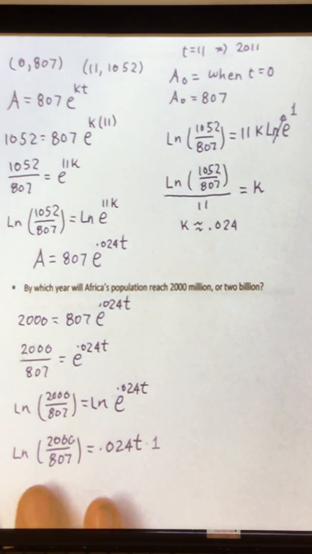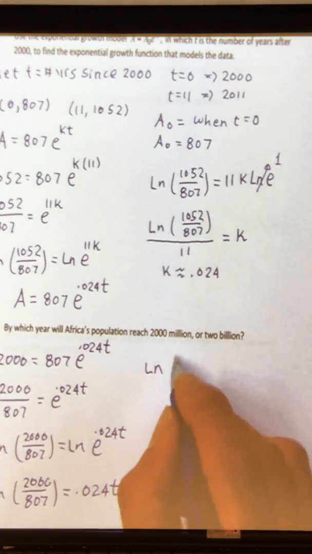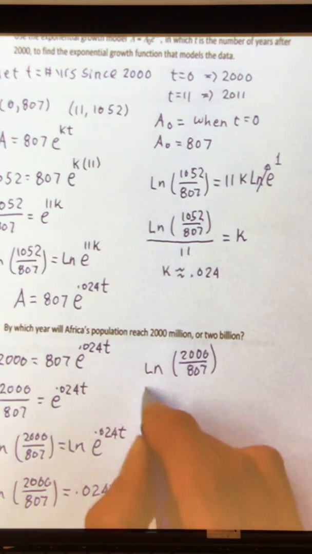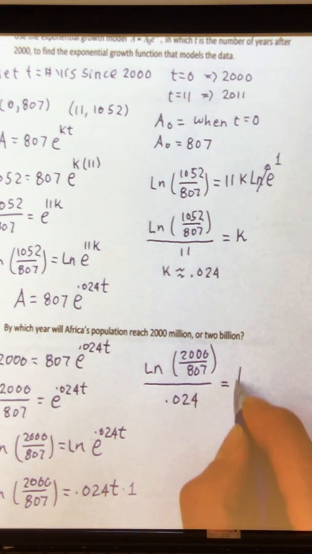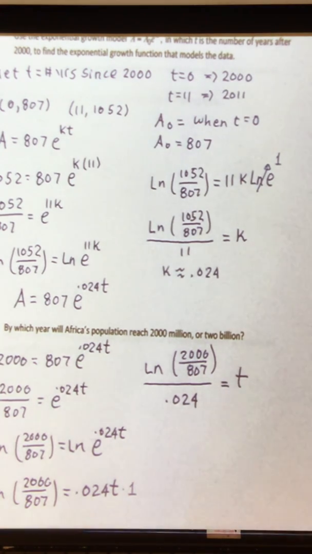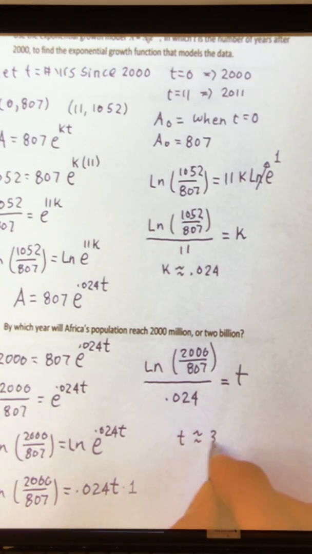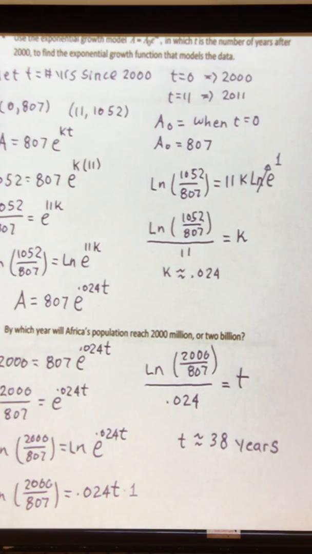So now just divide both sides by 0.024. So the natural log of 2,000 divided by 807, all divided by 0.024 is our value for t. Getting a decimal approximation for that on the calculator, we find that t is approximately 38 years. It'll take approximately 38 years for the population to reach 2,000 million or 2 billion. Let's go to problem number 2.